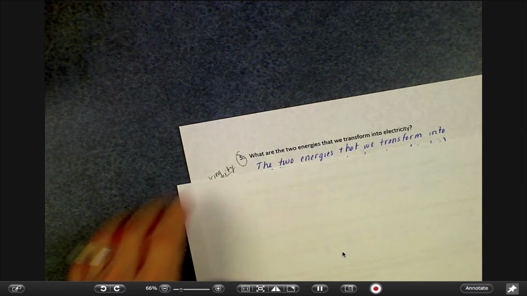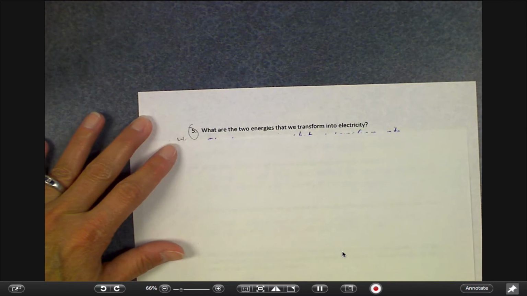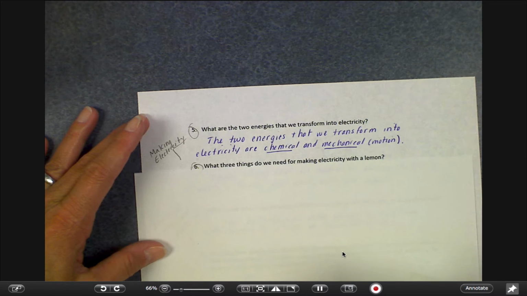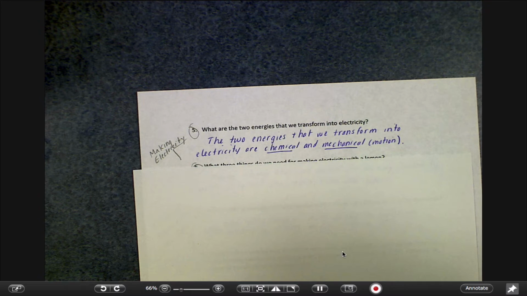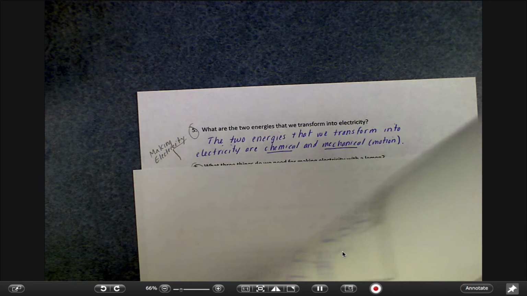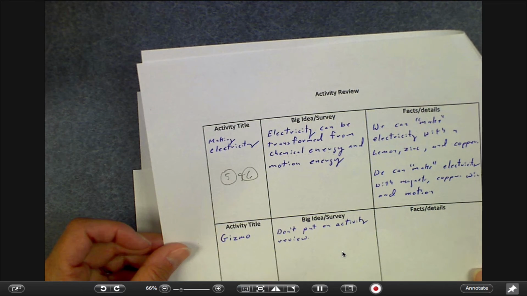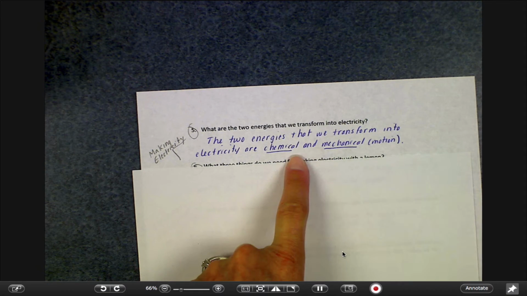All right, question number 5. What are 2 energies that we transform into electricity? We saw this in our making electricity. That electricity can be transformed from chemical and motion energy. And so those are our 2 types of energies that transform into electricity.